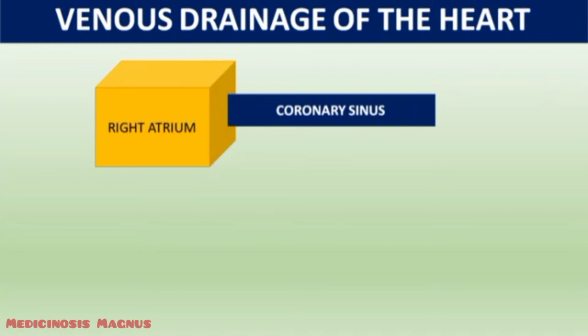Now let's see the tributaries of the coronary sinus. Whenever the coronary artery supplies tissue of the heart, the deoxygenated blood from the tissues is given back to the veins, and those veins drain into the coronary sinus. Now there are specific veins for specific arteries.